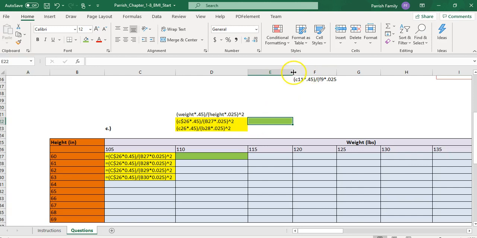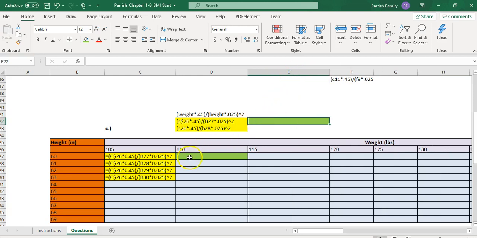What is the weight at the green cell? The weight is at D26. So I want this to be D26 times 0.45 divided by, where's the height? The height is right here in B27. So I want to do B27 times 0.025 raised to the second power.